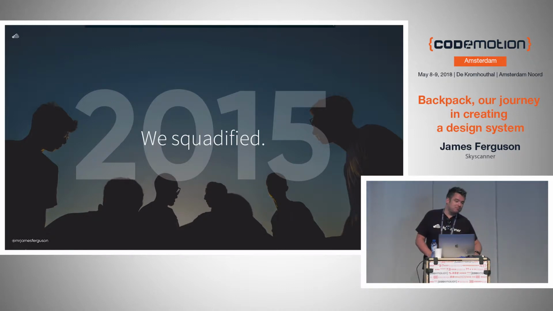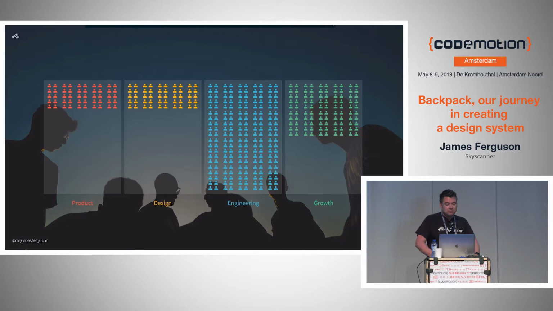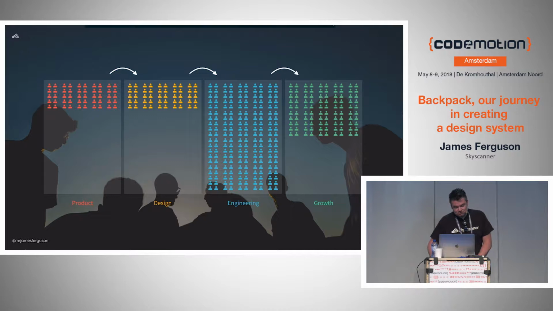We use this term quite a lot at Skyscanner, and I thought it would be good to dip into a little bit about what we mean by that. So prior to 2015, this is pretty much how our org used to look, give or take. Product teams, design teams, engineering teams, growth teams. Essentially, things were handed over the wall between these different teams. Product would ask design, design would ask engineering, and then growth would have to market it.